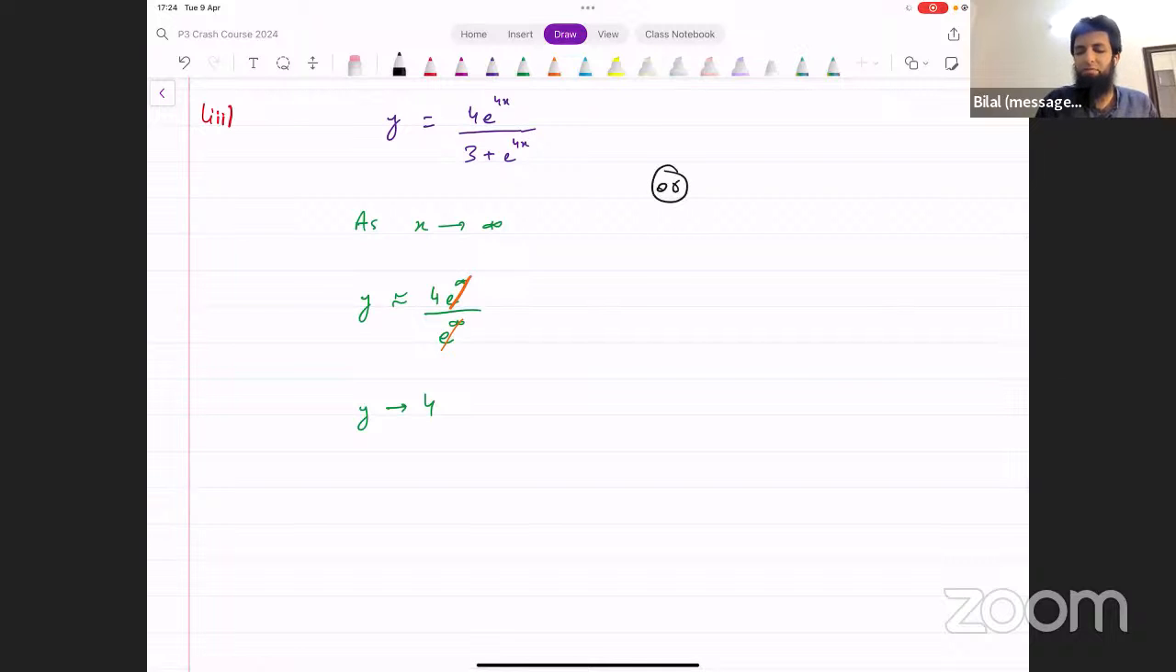Again, the other possibility would be just to input this in your calculator. You'll write something like this: y equals 4 e raised to the power 4 multiplied by 99, let's say, in case your calculator can handle that, over 3 plus e raised to the power 4 into 99. And that should also give you 4 as the result. Make sense?